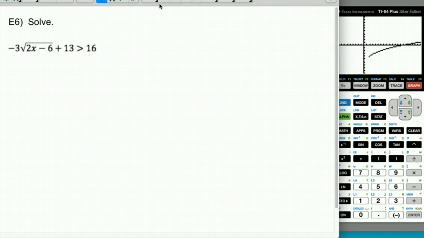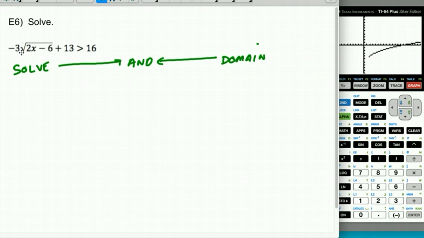So let's look at E6. In E6, we're going to solve. Now remember, there are two things at play here, right? One of them is that I have to solve, and the other one is that I have to worry about the domain restriction. And I mostly just gave myself a little bit more space here because it's a little bit more complicated of a problem. So I'm going to bust out the domain restriction.